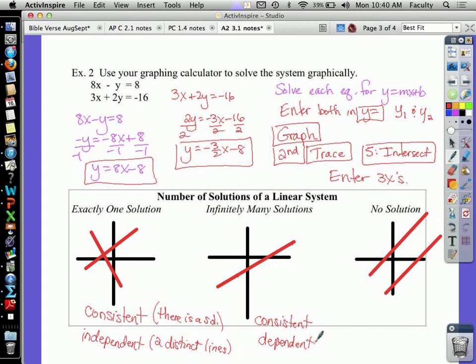In the third picture, these are 2 parallel lines. The solution to a system is where they intersect. So there's one solution, one intersection. Infinitely many intersections, infinitely many solutions. There's no solution, so this is called inconsistent. There are 2 separate lines, so it's independent, okay? Independent means 2 distinct lines. Dependent is one line. Consistent means you have at least a solution. Inconsistent is no solution. Okay?